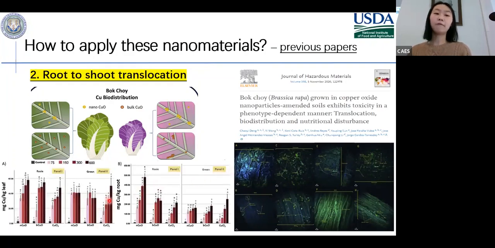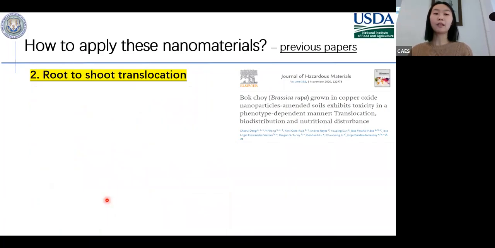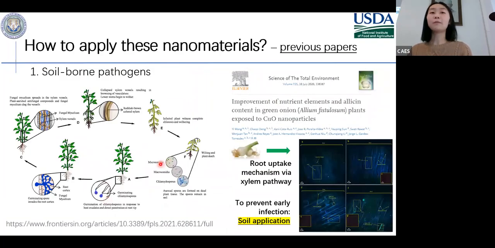And by ICP-OES, we further demonstrate and quantify the translocation of those copper-based materials that we applied in the soil. So based on this, we're gonna apply those sulfur materials in the root, and after they've been uptaken by the plant root, they're gonna translocate to the shoot and help to suppress the soil-borne Fusarium disease.